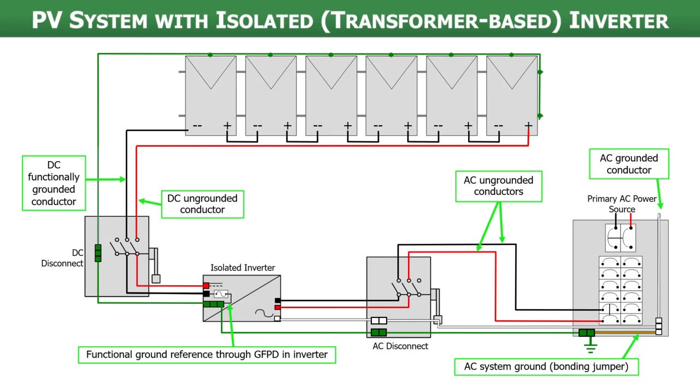And in this case, we're showing the DC functionally grounded conductor as that black conductor. And you can see if you follow that black DC functionally grounded conductor through that DC disconnect into the isolated inverter, there is a fuse in there, kind of goes into the inverter through the fuse and is connected to ground at that particular spot.